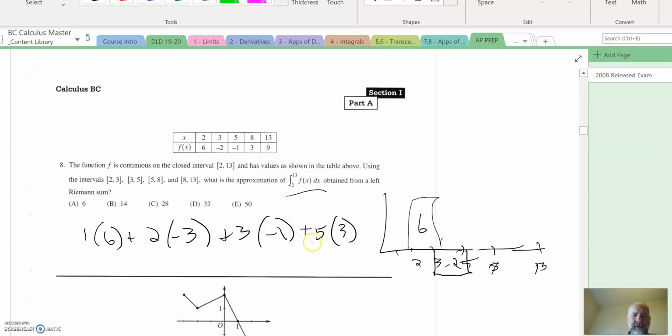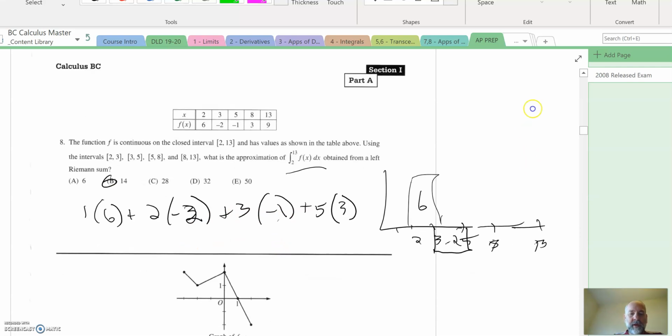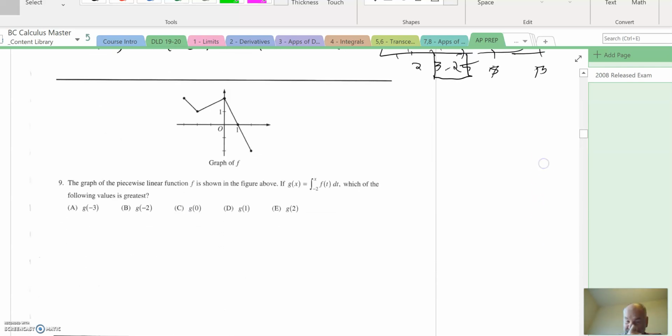5 times 3 is 15. And the width of that is 1. So 21 minus 3 is 18. Minus 6 is 12. What am I doing wrong? Okay, width of 1, height of 6. Width of 2, height of... oh, -2. Why did I write -3? I don't know. Okay, now it adds up. Now it's 21 minus 7, which is 14. So I'm going to answer B. Next one.